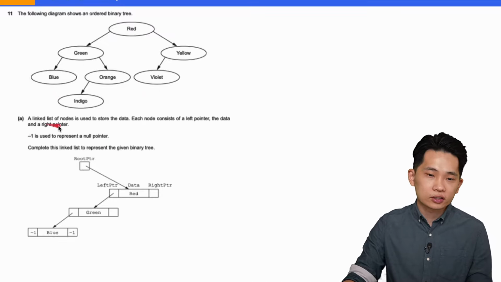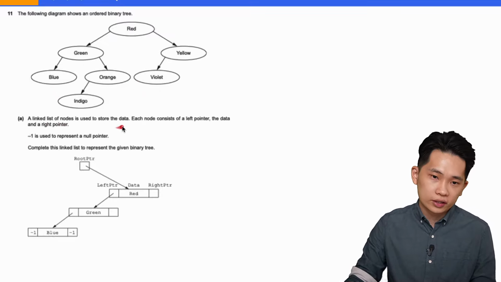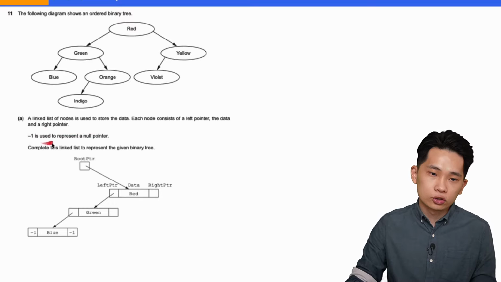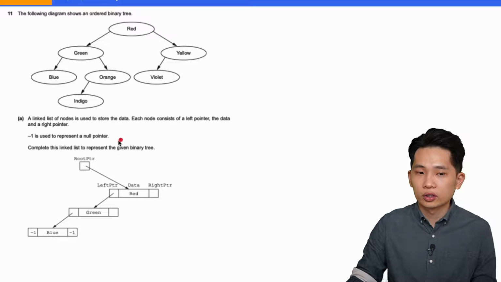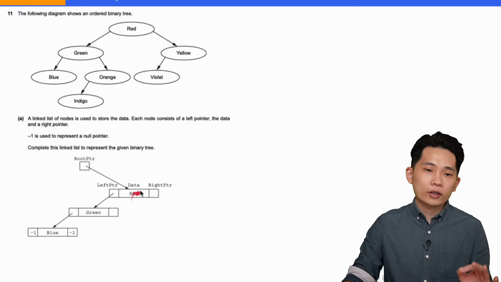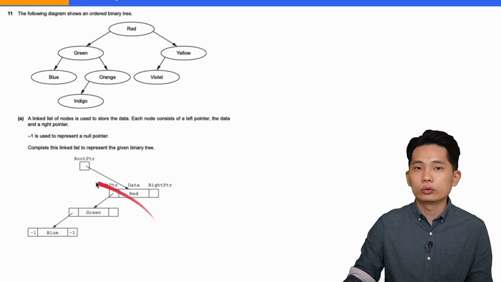A linked list of nodes is used to store the data. Each node consists of a left pointer, the data, and a right pointer. -1 is used to represent a null pointer. Complete this linked list to represent the given binary tree. For this question, you just have to add the missing nodes by copying the diagram above into this diagram here.